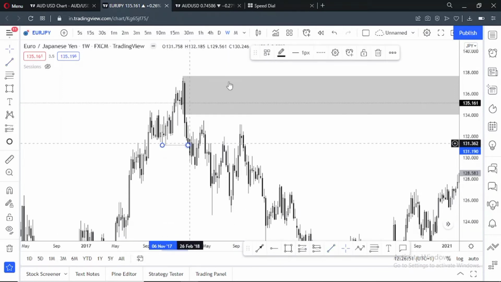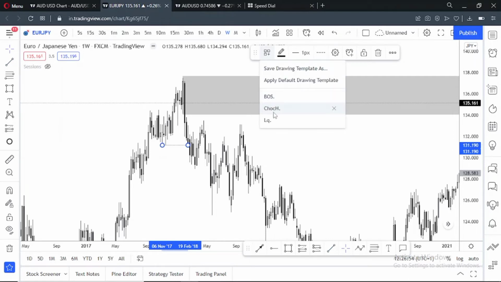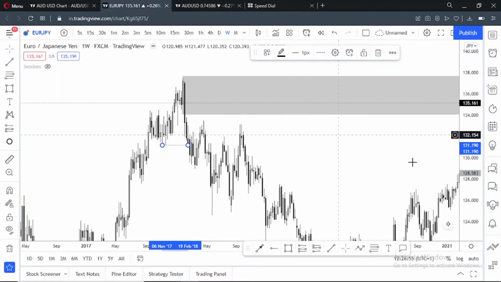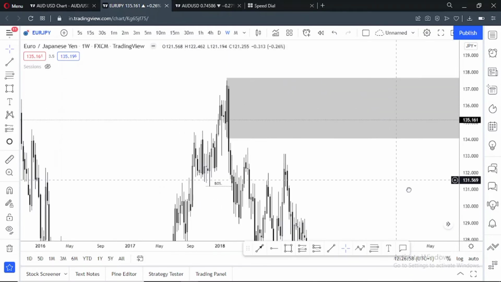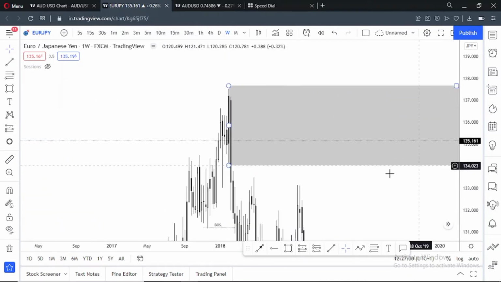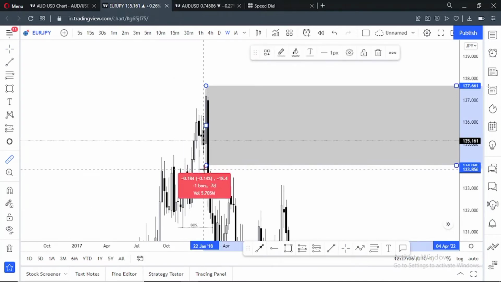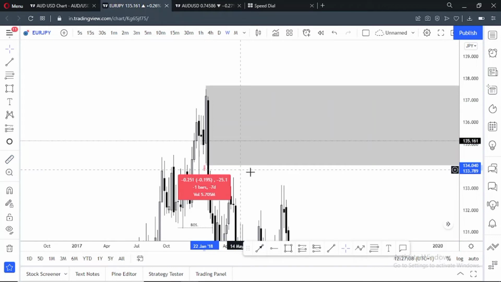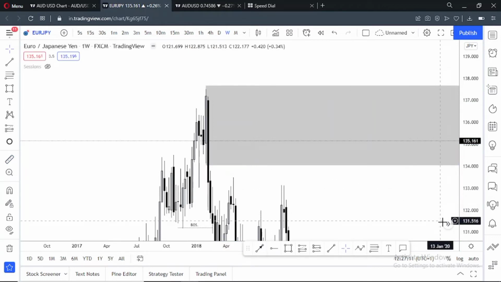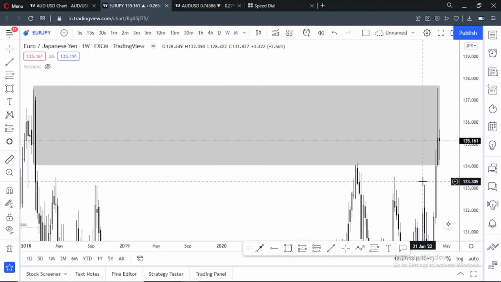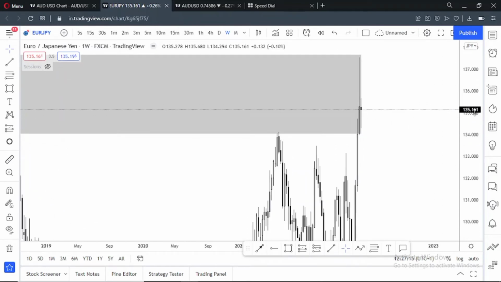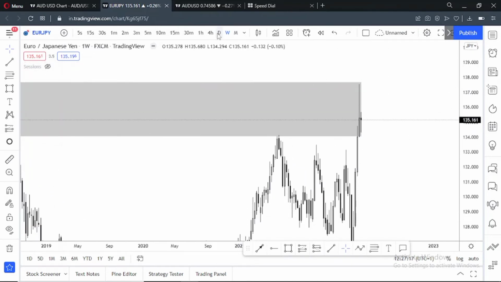Now why is it a valid supply zone? It broke structure and had this tiny piece of imbalance right after the zone itself. So you can see this imbalance here. It's a 25 pip imbalance. And now price is reacting to this weekly zone. So here on the daily, what makes sense?